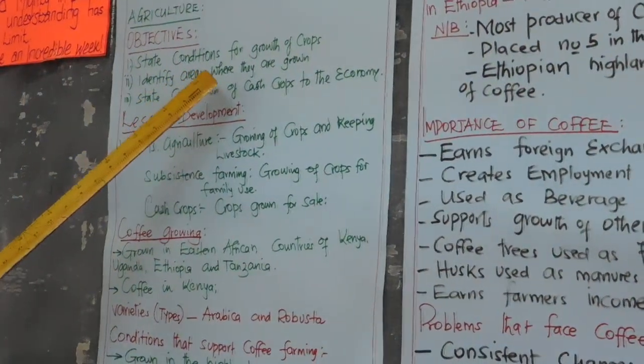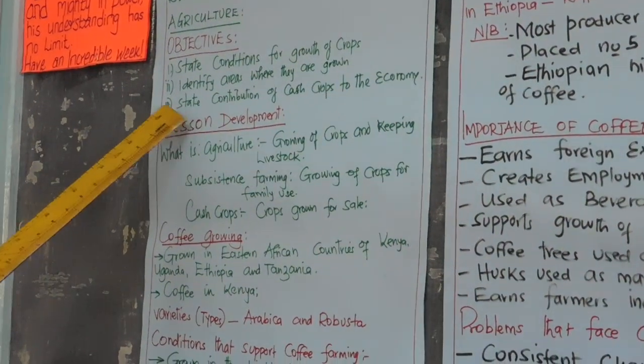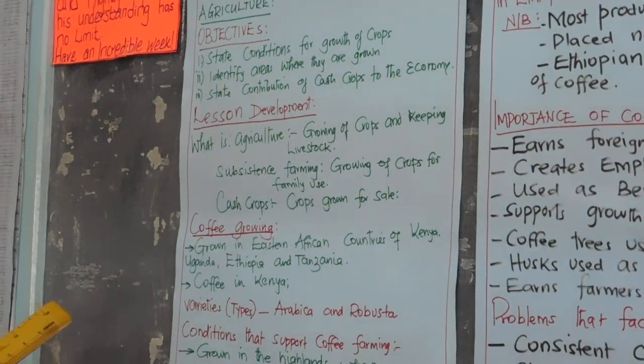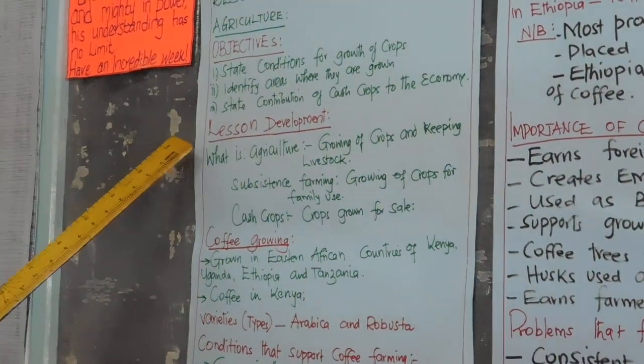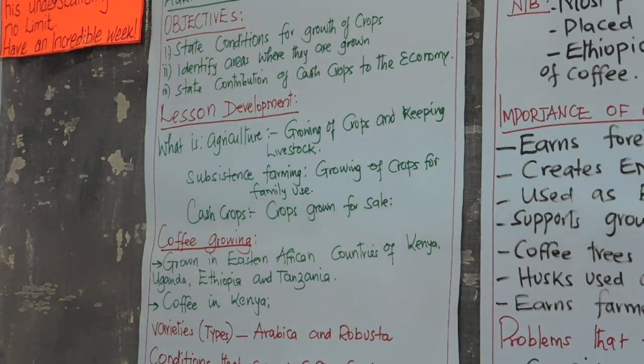The objectives for the day: number one, we will state conditions for growth of the crops that we'll be discussing. We'll identify areas where these crops are grown, and by the end of the same session, we'll be able to state the contribution of cash crops to the economy.